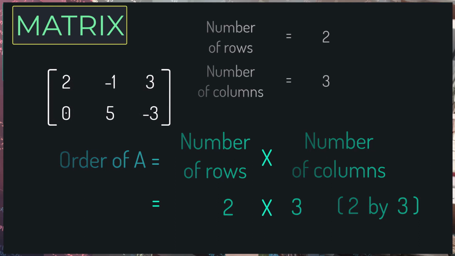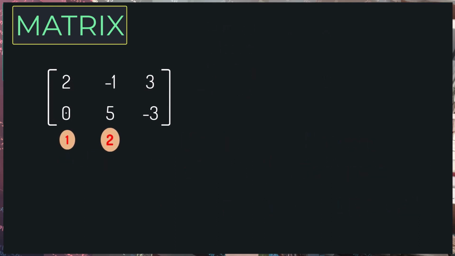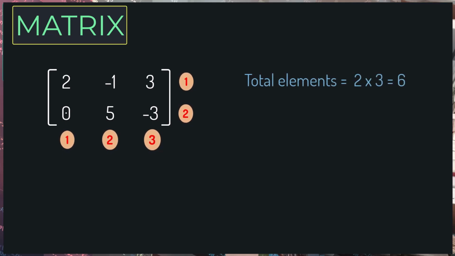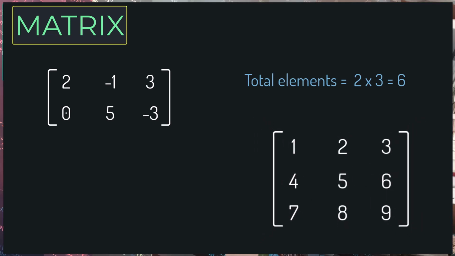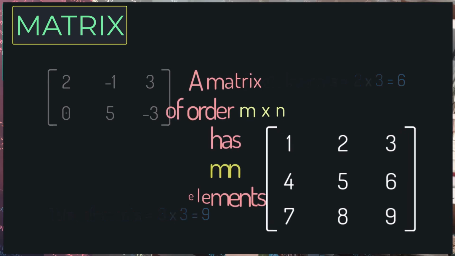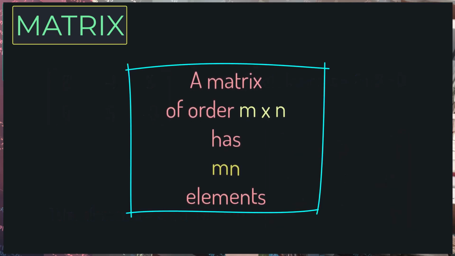In addition, we can see that there are 3 elements in each row and there are 2 such rows. So, the total number of elements is 2 × 3, which is 6. This means if the order of a matrix is 2 by 3, there are 2 × 3 = 6 elements in the matrix. Similarly, a matrix of the order 3 by 3 will contain 3 × 3, that is equal to 9 elements. So, the order of a matrix also indicates the number of elements in it. Thus, if the order of a matrix is m by n, then it has m × n elements in it.